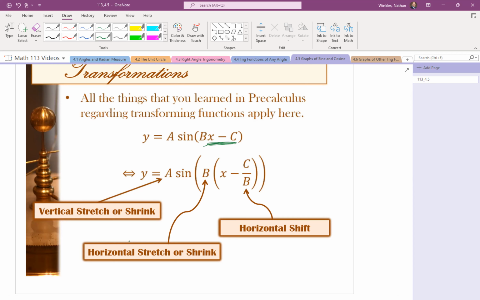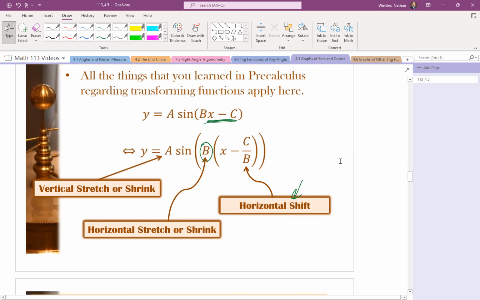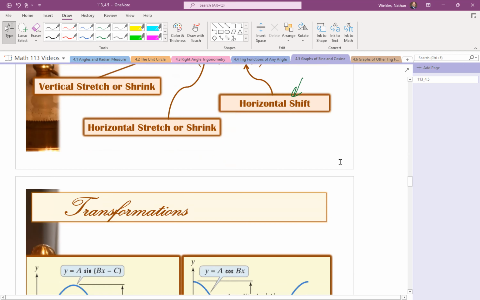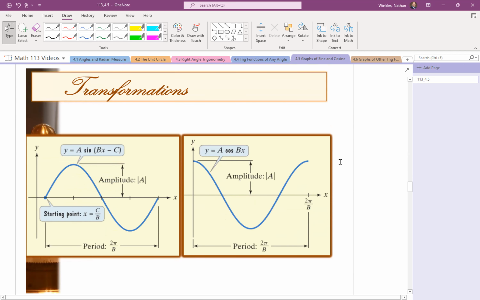Horizontal shift is the c over b term, so x equals c over b is our horizontal shift. Our stretch or shrink is by whatever factor of b we have right here once we factored it out. It doesn't matter if we're using sine or cosine, they both have the exact same thing.